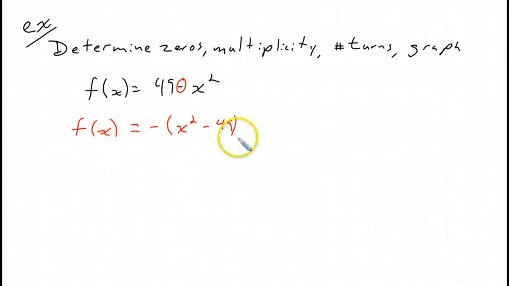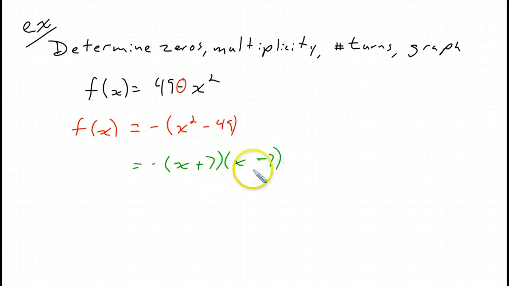So now on the inside here, this is just a difference of squares. So then I can still have the negative on the outside, and it's a difference of squares where 49 is 7 times 7. So I have x plus 7 and x minus 7. Difference of squares, so different signs on your factors. Okay, and there's our zeros.